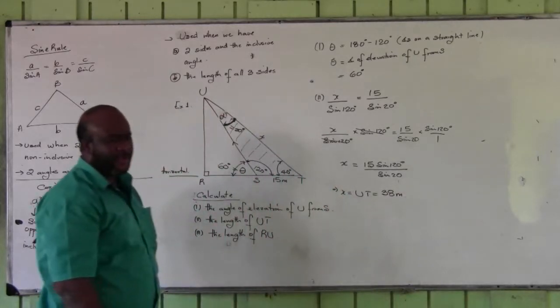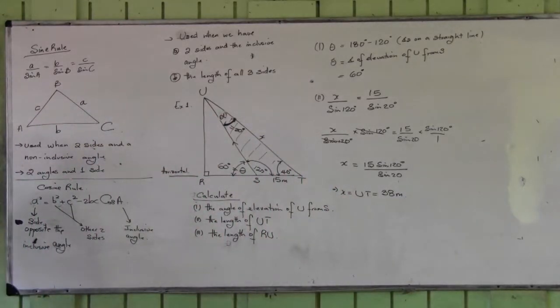UT is 38 meters. Sine rule and cosine rule are used to solve a non-right angle triangle. The thing that allows you to determine which one to use are the conditions. If you know two angles and one side, it is a condition for using the sine rule.